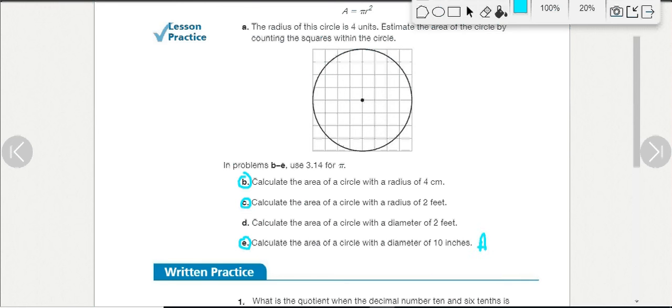Remember, keep in mind, this is a diameter. So what's the radius? Pi times radius squared, right? Multiply that out. That'll give you your area. Please do those 3 lesson practice.